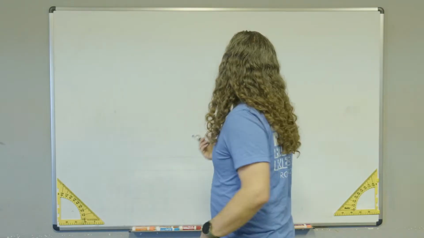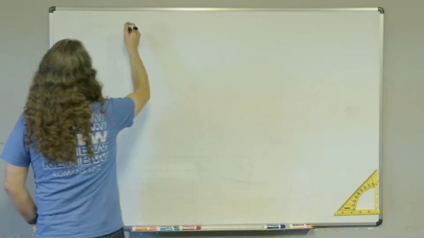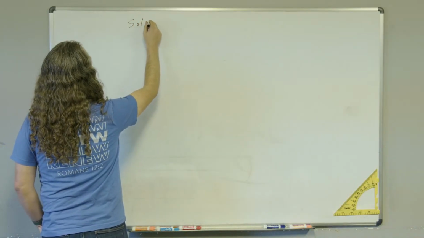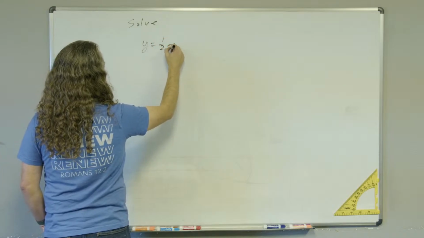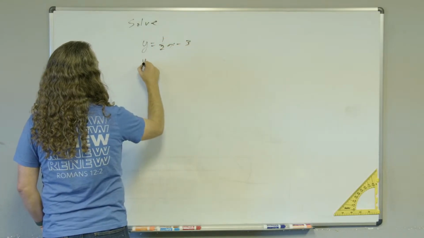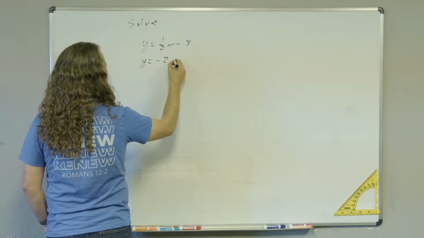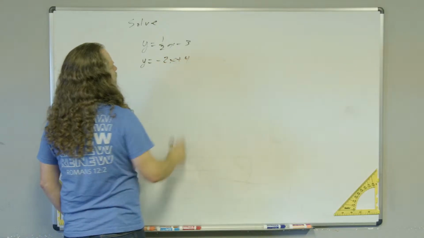I don't even know why I'm looking at this book. I'm about to make up a problem. Solve: y equals 1/2 x minus 3 and y equals negative 2x plus 4.